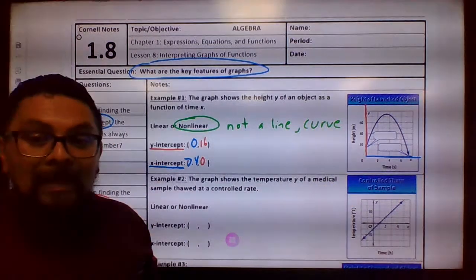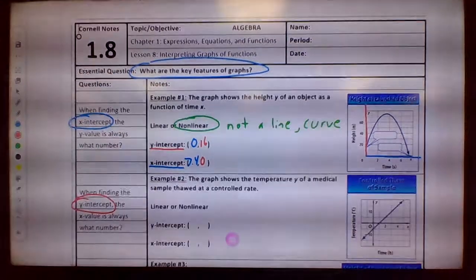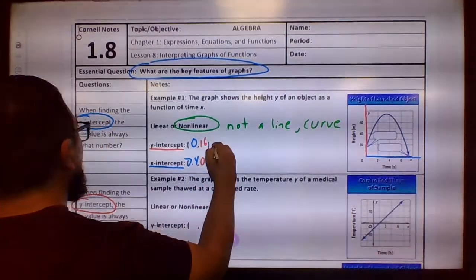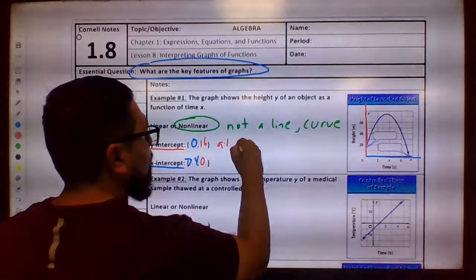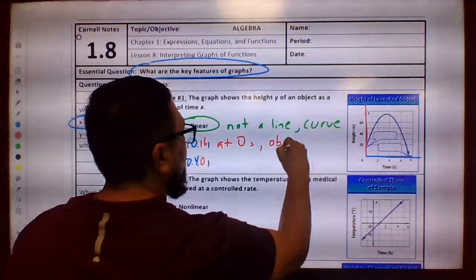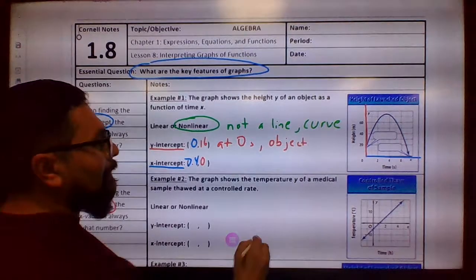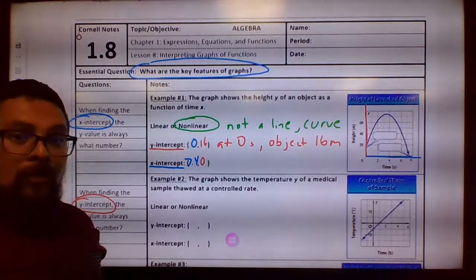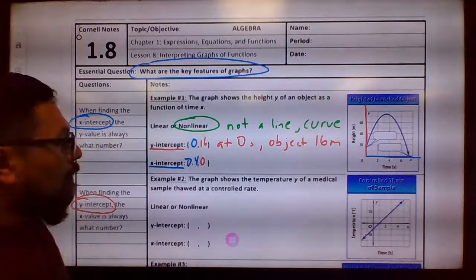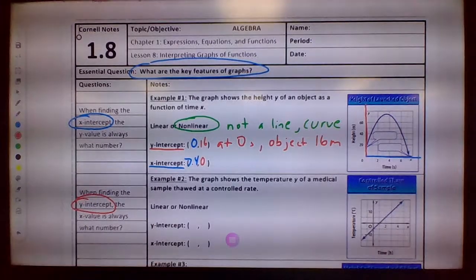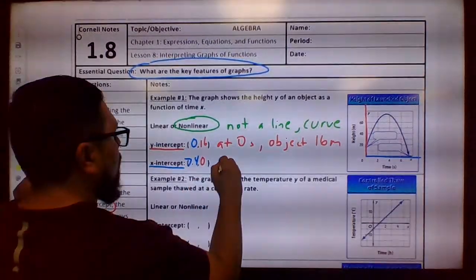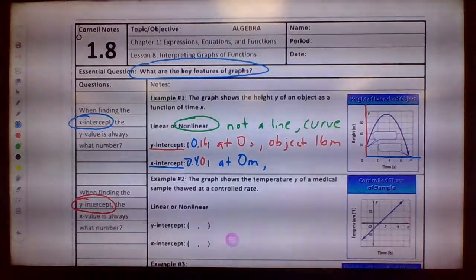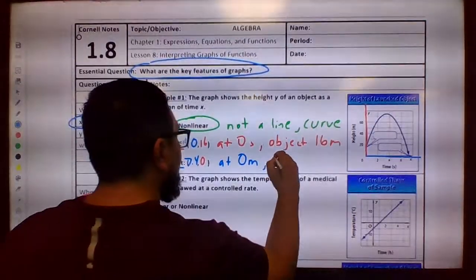The y-intercept means, in this case, at 0 seconds, the object is at 16 meters. So it looks like somebody's going to throw the ball and they're on top of a house. Okay, so they throw the ball. And the x-intercept at 0 meters, meaning when the ball's on the ground, 7.4 seconds passed.